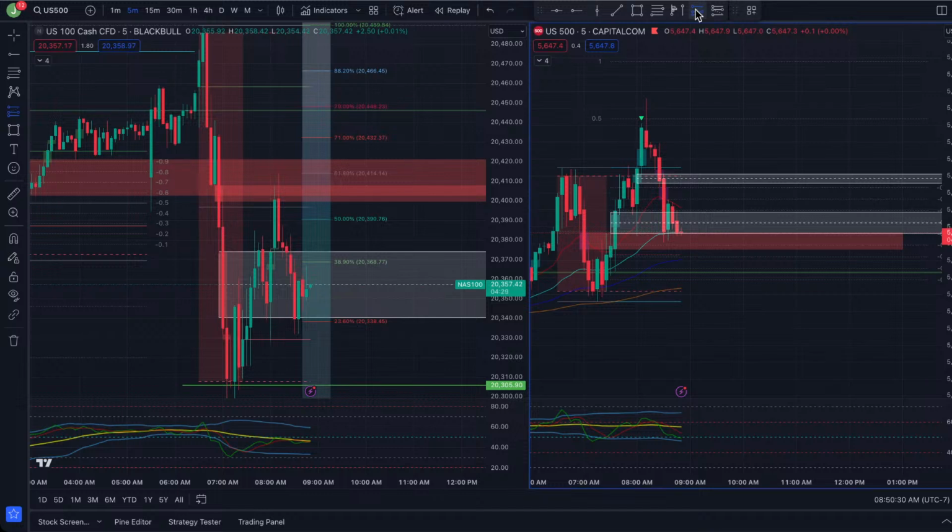US 500 still in that same fair value gap, having a tough time getting out of it. Again, I want to see a candle close above the consequent encroachment, the midpoint of that fair value gap. 10 minutes left in our stream. Let's see if we can't get a push before the stream ends. Looks like NAS is making that push.